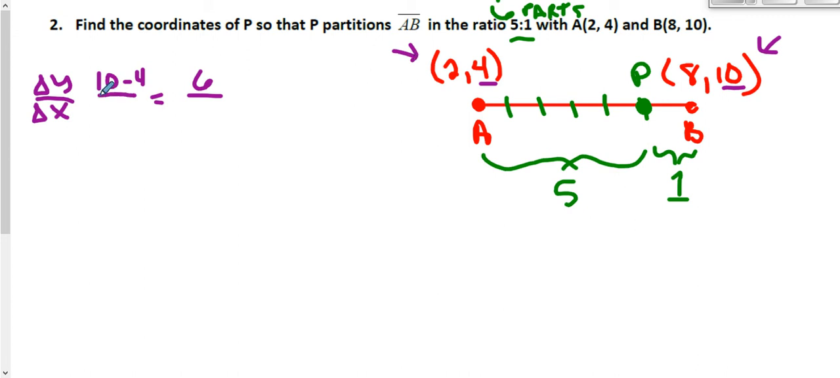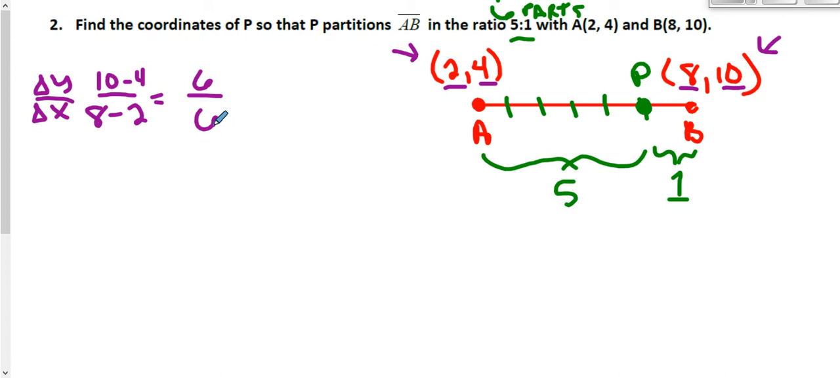Let's see what happened with my denominator. So my x values, what's the difference between them? So here my x value is 8. It started as the number 2. So what's the difference between 8 and 2? Well, that changed by 6 also. So my rise was 6 units, the change in y values, and the x change was also 6 units.